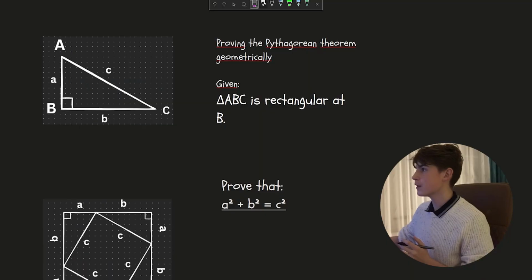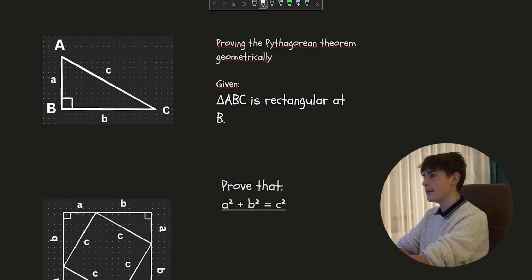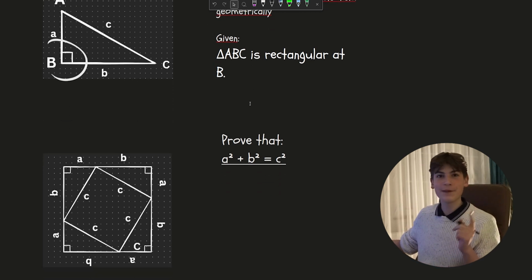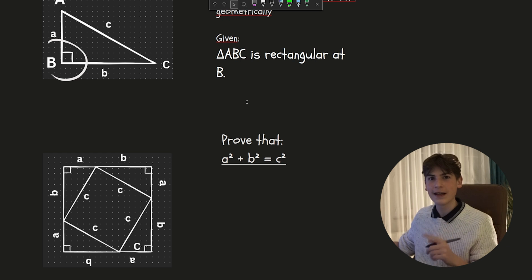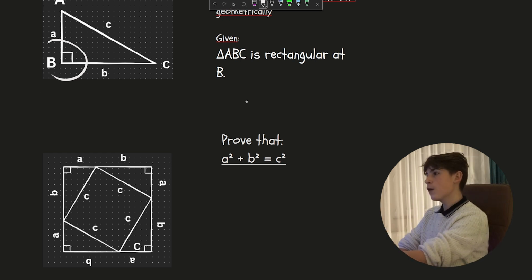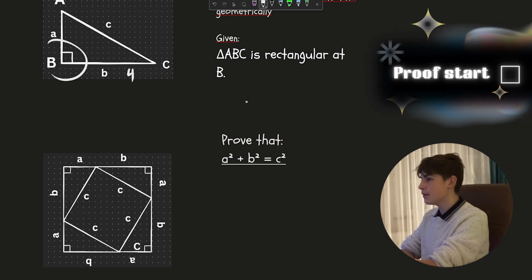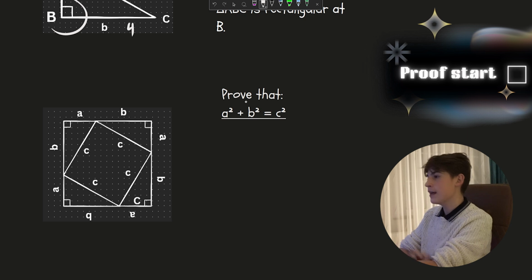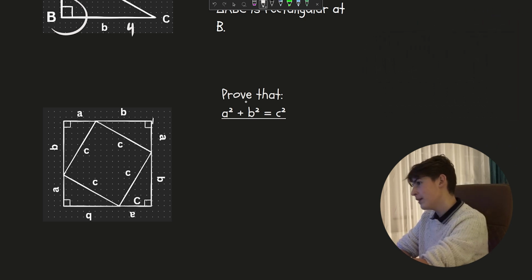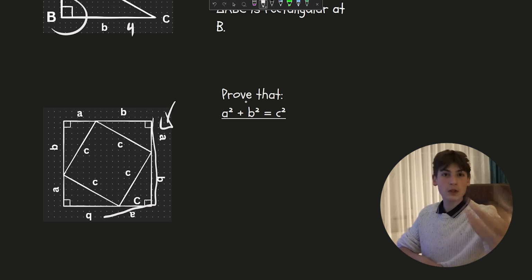Let's get into it. Proving the Pythagorean theorem geometrically. This is a geometric proof. We already went over this once, but the given is triangle ABC, which is right-angled at B, 90 degrees wide. And we have to prove that A squared plus B squared is C squared. How do we do that? Well, if you have 4 of these triangles and you line them up, you can form a bigger square. This is the square you'll get. The one you see on the image right here is the bigger square you're gonna get.